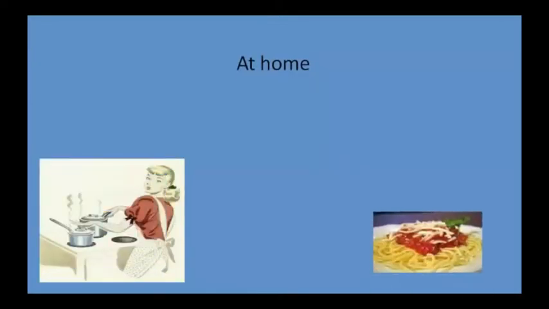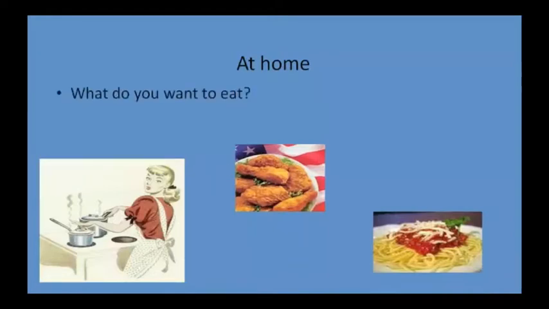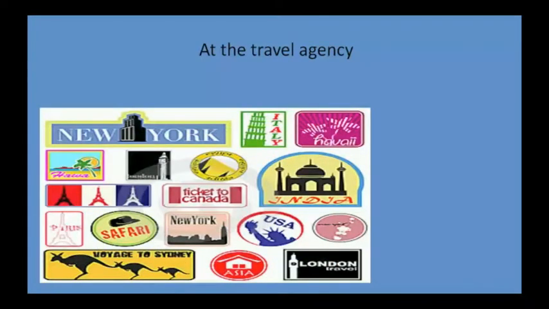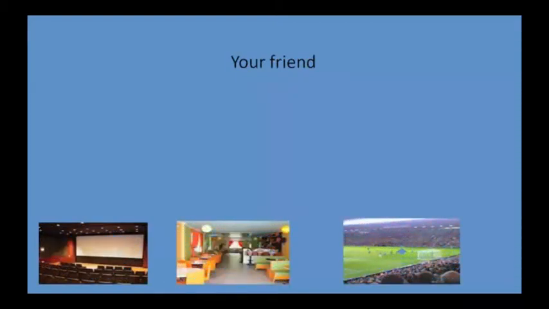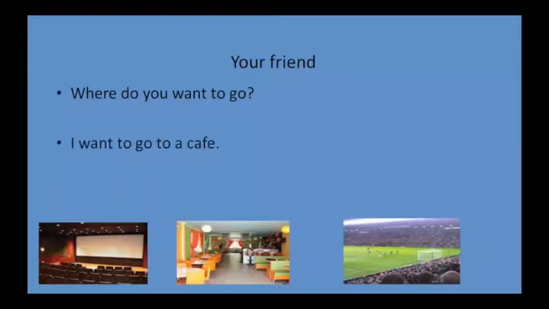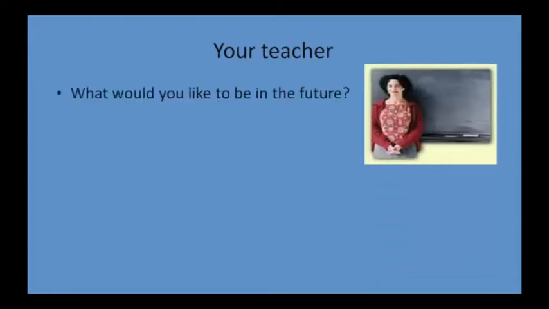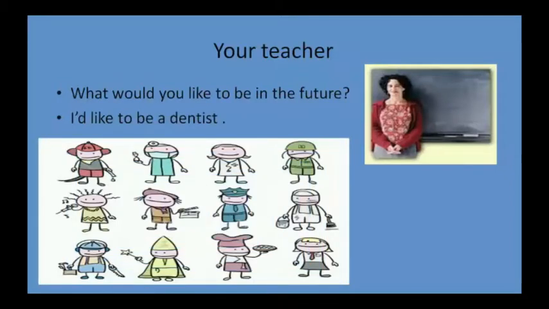At home. What do you want to eat? I want to eat spaghetti. At the travel agency. Where would you like to go? I'd like to go to Latvia. Your friends. Where do you want to go? I want to go to a cafe. Your teacher. What would you like to be in the future? I'd like to be a dentist.